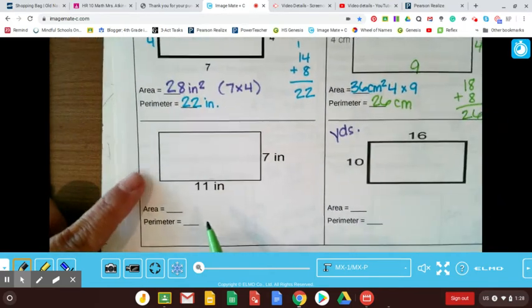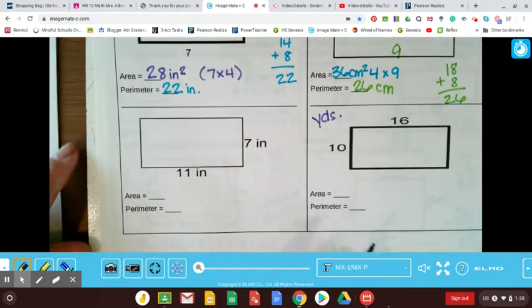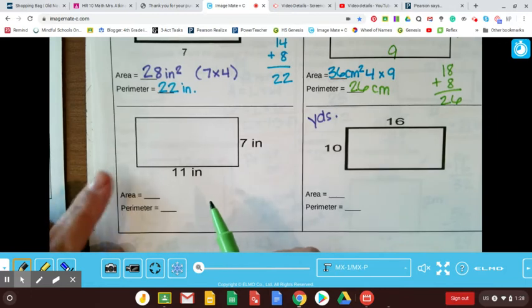All right, and the last two problems. Sorry, my phone is getting lots of texts right now.